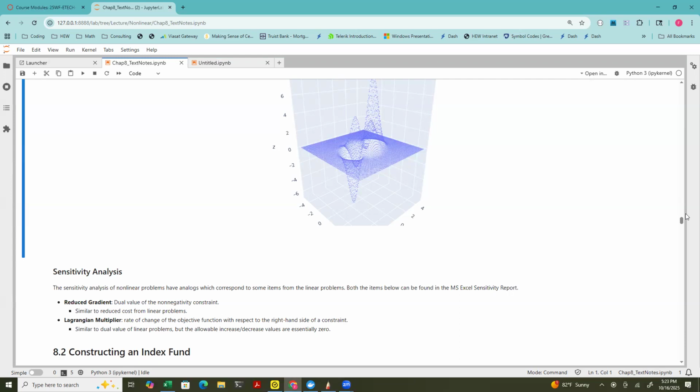The book does touch on a few of these things, not in great detail, but just the idea that there is a reduced gradient, and that's somewhat similar to the reduced cost. Remember, the reduced cost was the dual value associated with the non-negativity constraint on a decision variable. We also had shadow prices, or dual values. That's similar to the Lagrange multiplier because it has to do with the rate of change of the objective function with changes in the right-hand side value. The biggest difference is that for linear problems, that dual value had a range of feasibility that allowed us to extrapolate the values up and down to see how they impact the objective function. Here, that range of feasibility is basically shrunk down to zero, so we don't have the same freedom to do that extrapolation.